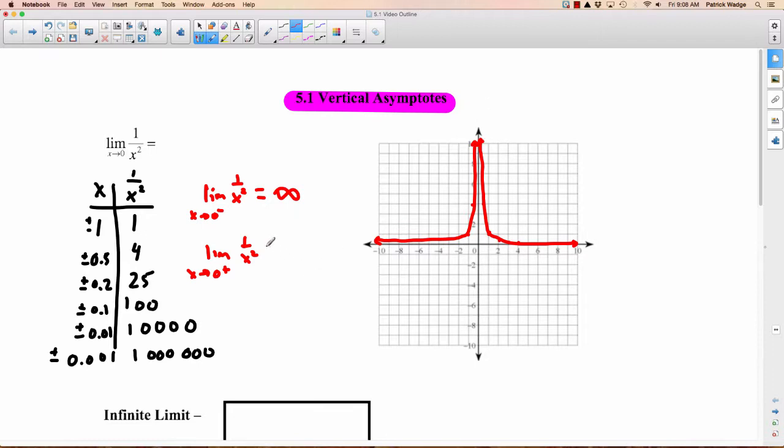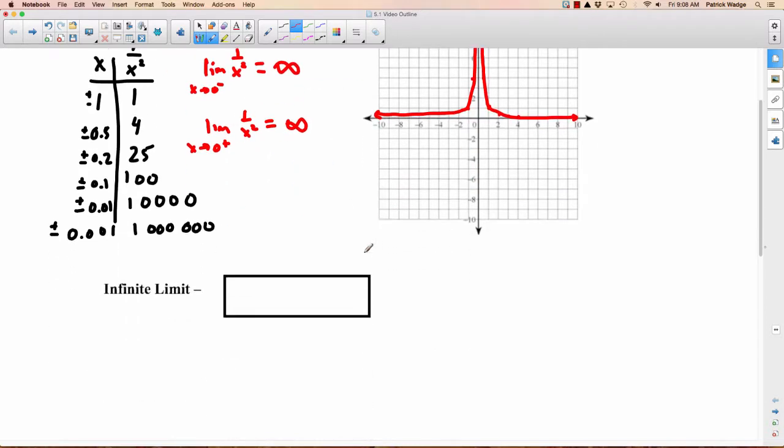As we're approaching an x value of 0 on this graph, this goes higher and higher and higher. How high does it go? As high as we want, all the way up to infinity. Hey, left side limit equals right hand limit. That means the limit of 1 over x squared as x approaches 0 is infinity. This is called an infinite limit.